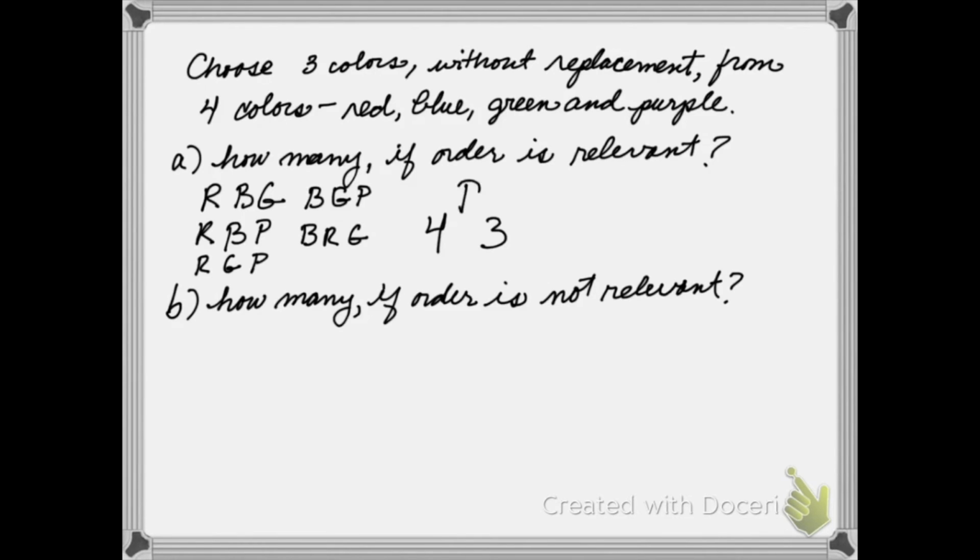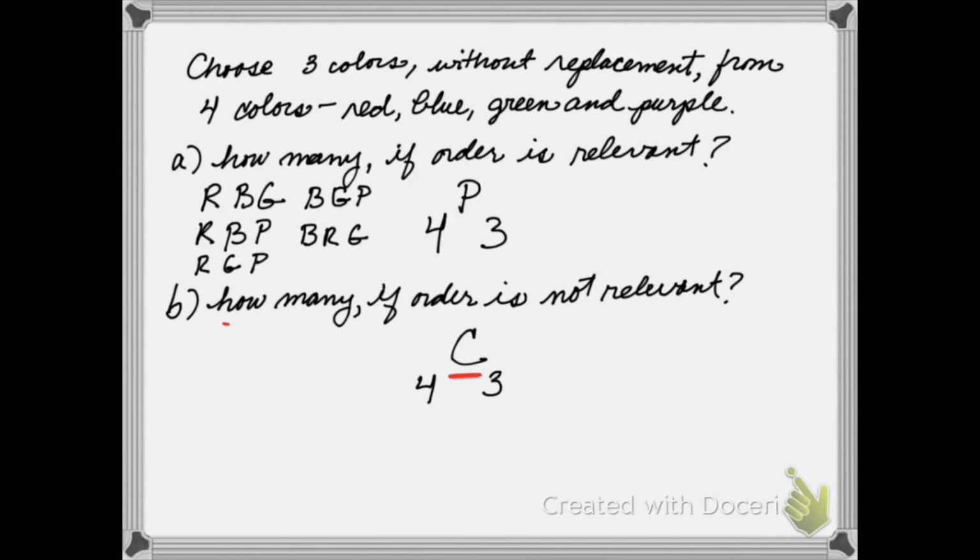If order is not relevant, let's just skip down to B here. How many ways are there to do this if order is not relevant? Then I'm going to have my 4 and my 3, and I'm going to choose the C. So if I'm selecting from a group of items, and I want to see how many ways there are to select from that group, I look at whether order is relevant. If it is, I use P, the permutation, and if order is not relevant, I use C, the combination.